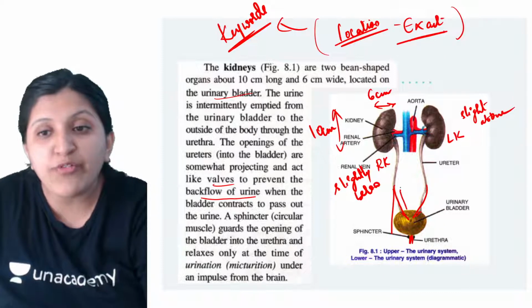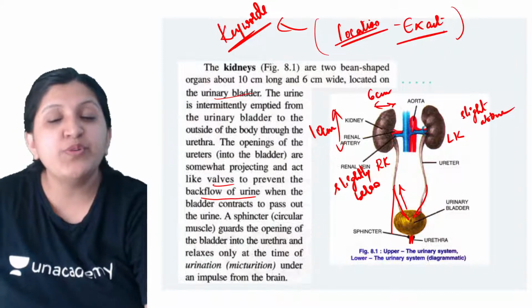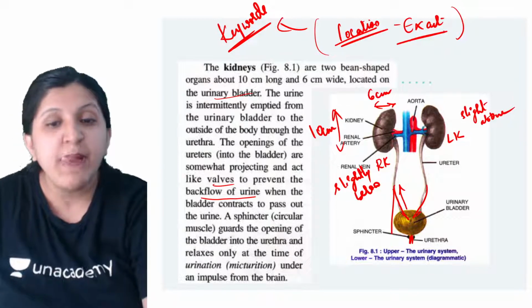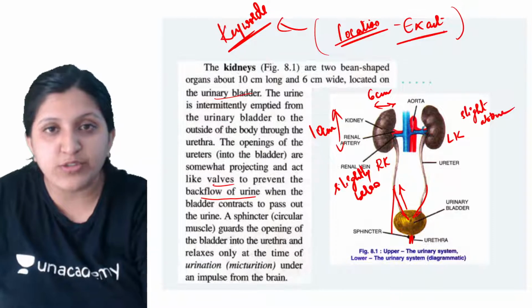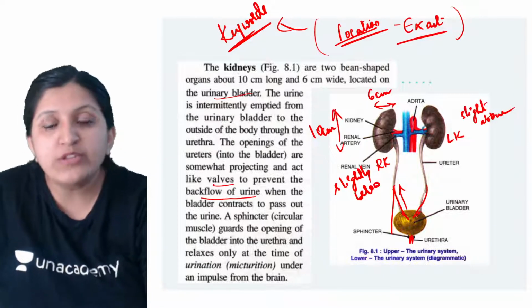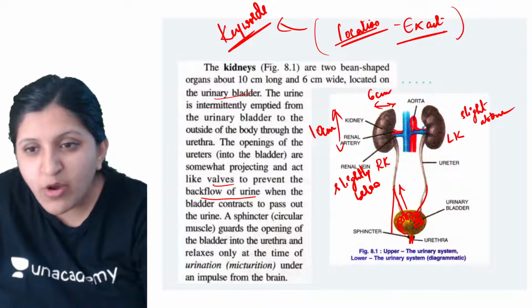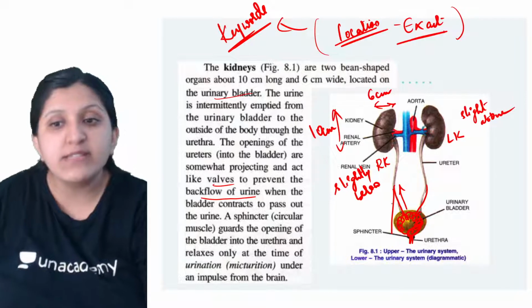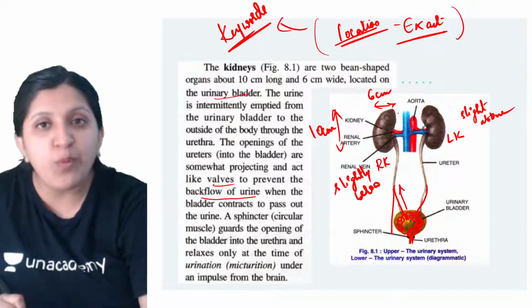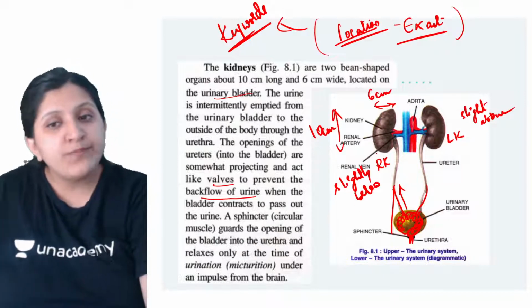Why does backflow of urine occur? When the urinary bladder is full and micturition is not happening, there is a chance that whenever the bladder contracts to pass out the urine, the urine can flow back into the ureter. In order to prevent that, the ureters are somewhat projecting.